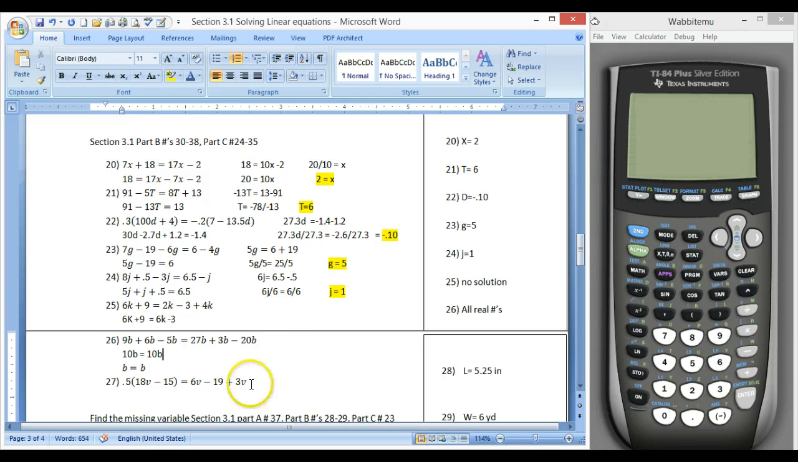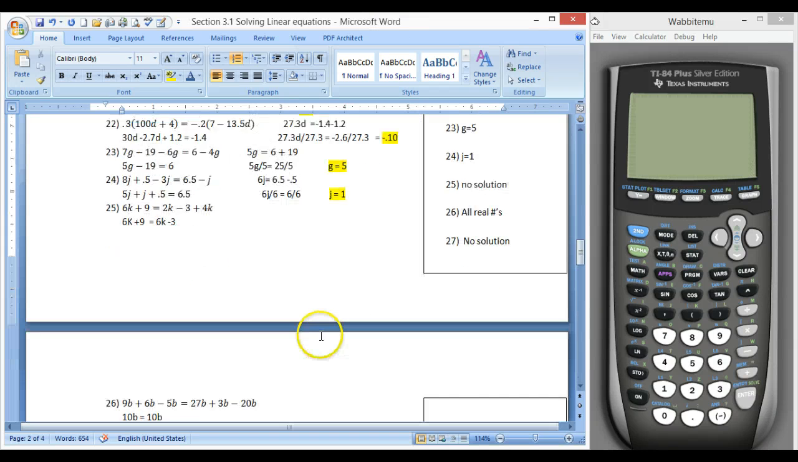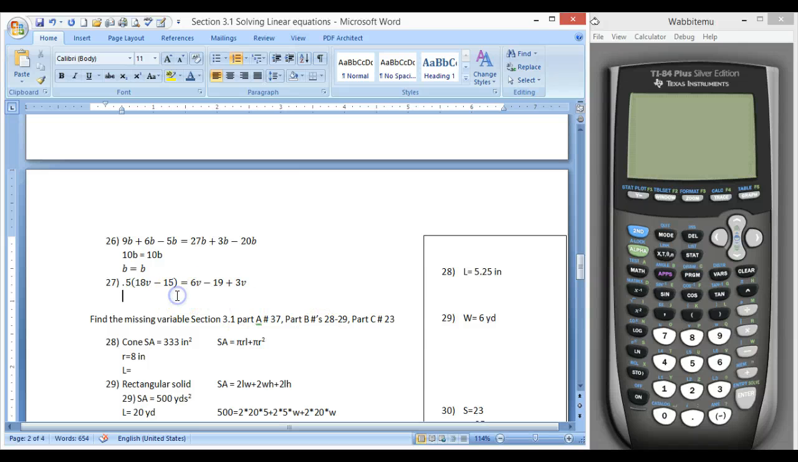Okay, let's move to the next one, 27. And I seem to have lost my, there's my answer. Okay, so 27, here we have some on the left and the right again. And again, this one, the variable is stuck inside the parentheses. So I'm going to have to do the distributive property. So I need 0.5 or half of 18, which makes 9v. And don't forget to multiply it into the second term. 0.5 times 15 or half of 15 gives me 7.5. Half of 15, yep, 7.5.